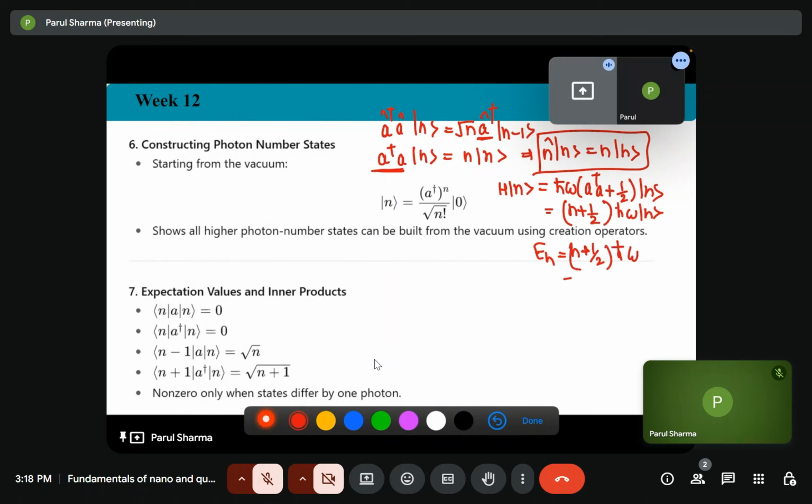So from here we can prove that number state is an eigenstate of the Hamiltonian. And the Hamiltonian acting on the number state will give us the total energy of the system.